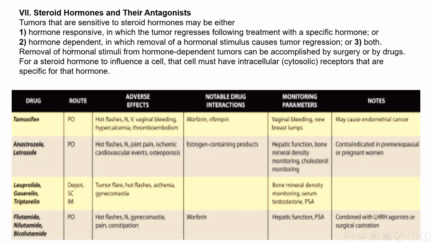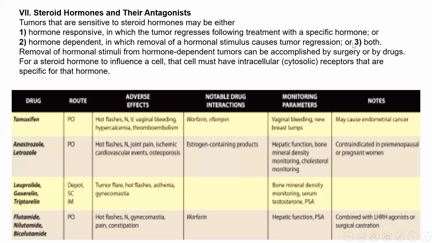The second kind of tumors that respond to hormonal therapy is called hormone dependent. And this kind of tumors regress in the absence of the hormonal stimulus. So if we remove or just stop the hormonal supply to the tumor, there is tumor regression.